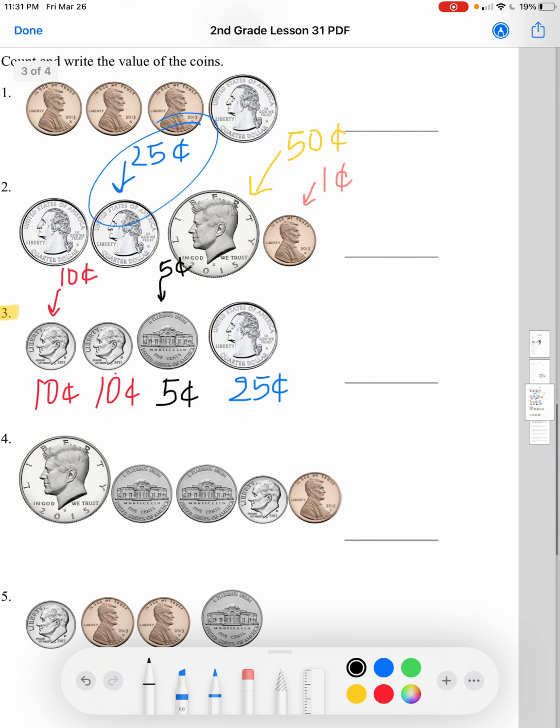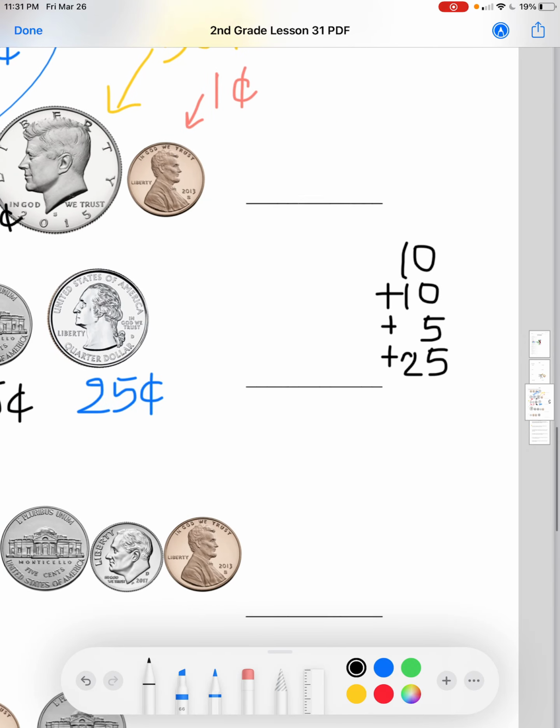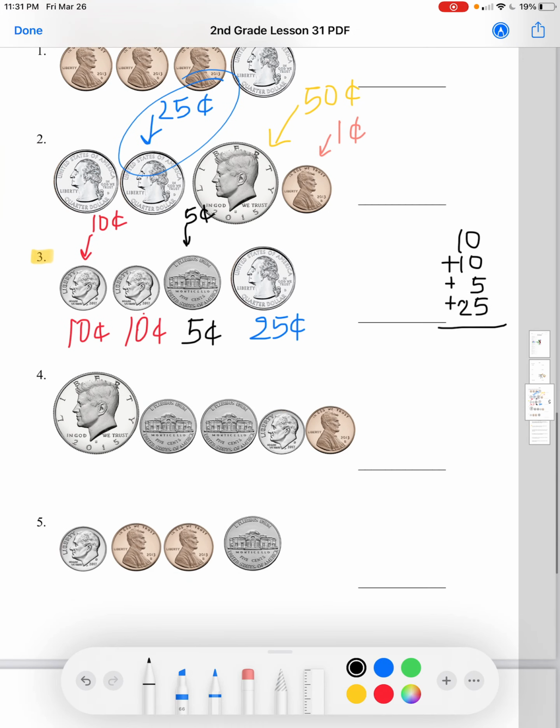Do it right here. We have 10 cents plus 10 cents plus 5 cents plus 25 cents. Those are the 2 dimes, the nickel, and the quarter. So again, make sure that you have your ones place lined up and your tens place lined up like that.